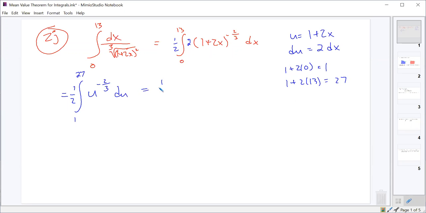And then this will just become 1/2 of the integral of u to the negative 2/3, which will go up to u to the 1/3, so cube root of u. And then we're going to divide by the 1/3, which is the same as multiplying by 3. It's not from 0, from 1 to 27. Everybody good with that?